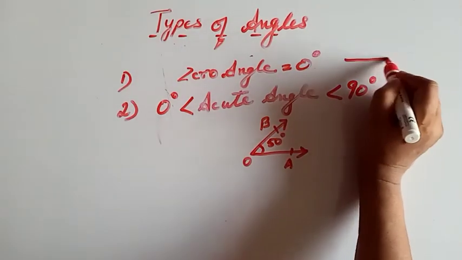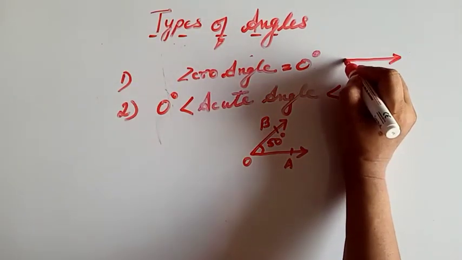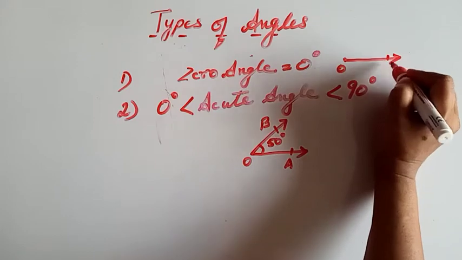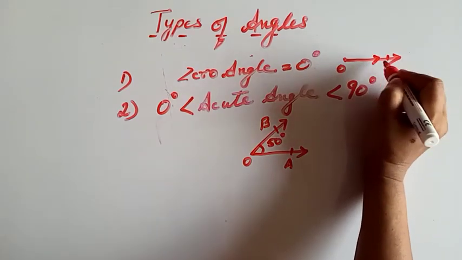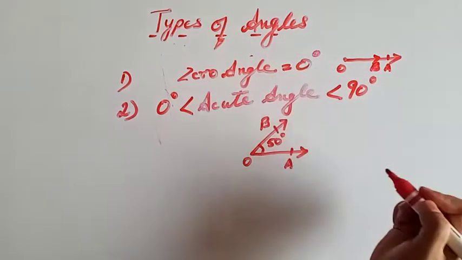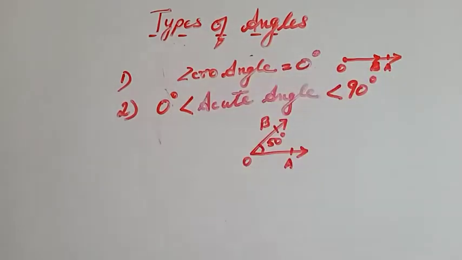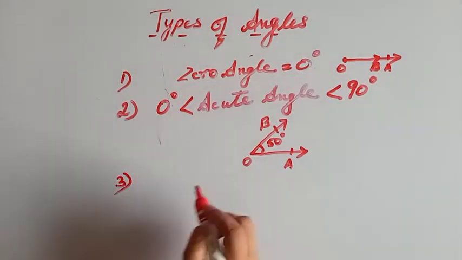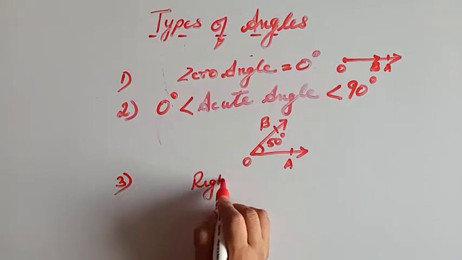How will you make 0 degree? This is O, this is A, and this one is B. This is known as 0 degree. Clear?